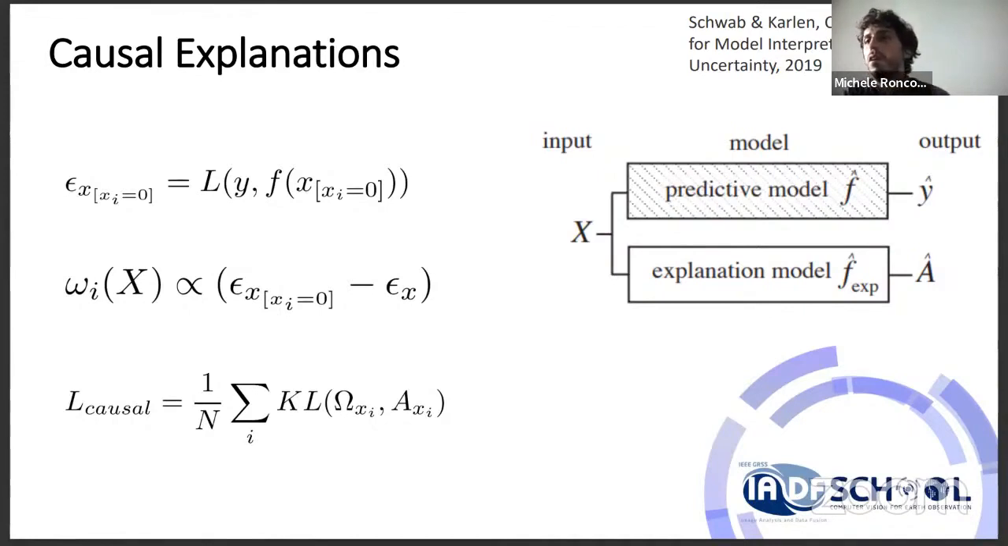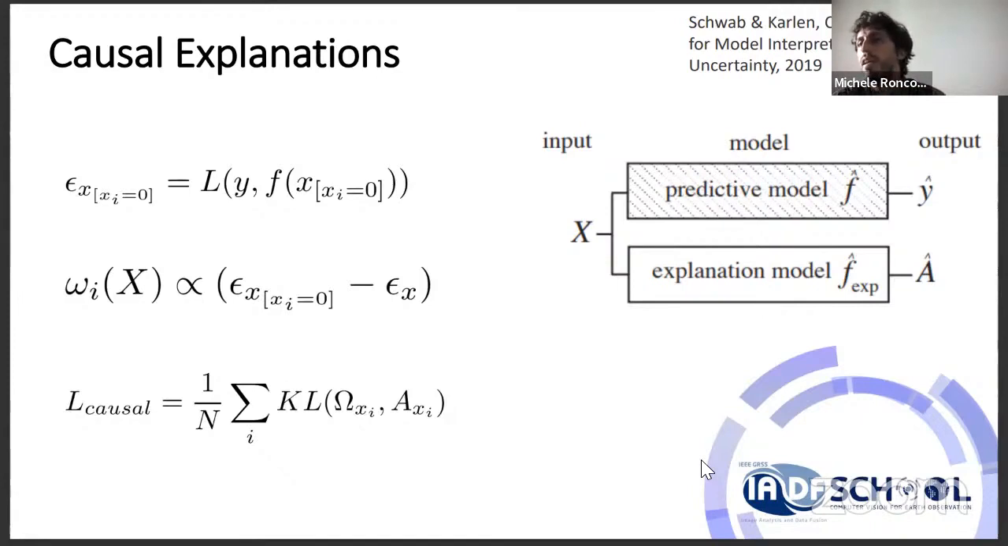So what they do in this case, I think the main difference with respect to other methods that we have discussed already, is that, as you can see in this figure, they use the input to train a given predictive model that predicts the target, the output. But then they also train another model, which is instead learning the explanations. So the explanations are learned apart, in a different network, from the same data, of course.